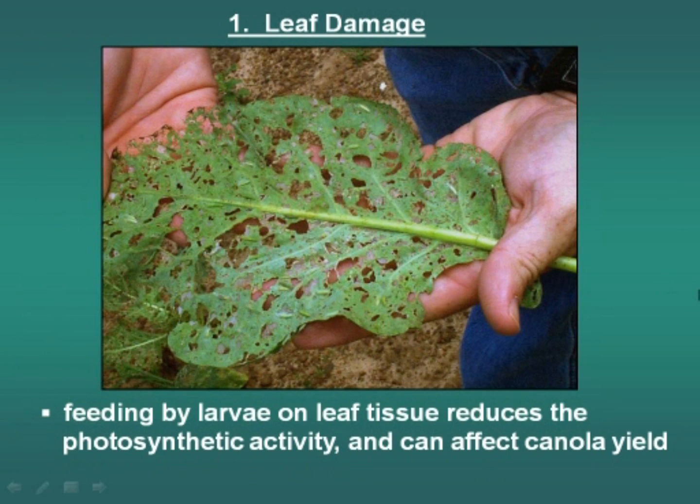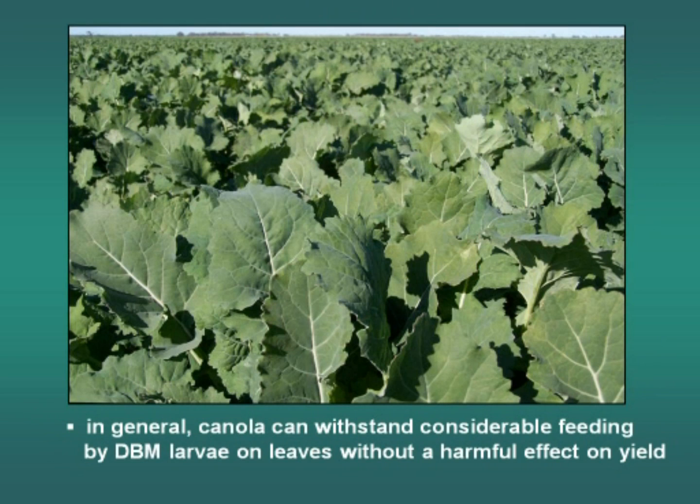Feeding by the larvae on leaf tissue can have a damaging effect. It can reduce the photosynthetic ability of the plant and ultimately affect canola yield. That is when the situation is very severe, when there are huge infestations. Damage to leaves can be very substantial. But in general, canola can withstand a considerable feeding by larvae on leaves.